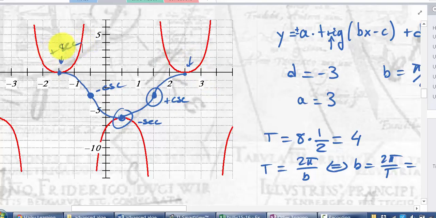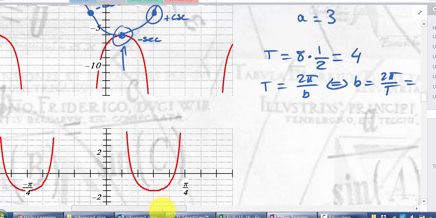That's it. And then you get your phase shift, okay? Let's take this one, which is close to the y-axis. So my phase shift is 1/2. So let's find c, okay? bx minus c equal to 0, and x is 1/2. b is pi over 2. So pi over 2 times 1/2 minus c equal to 0. So c is equal to pi over 4.